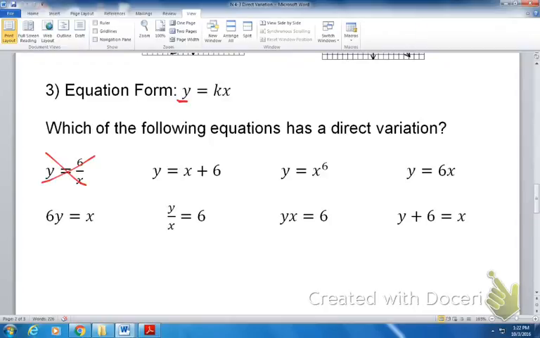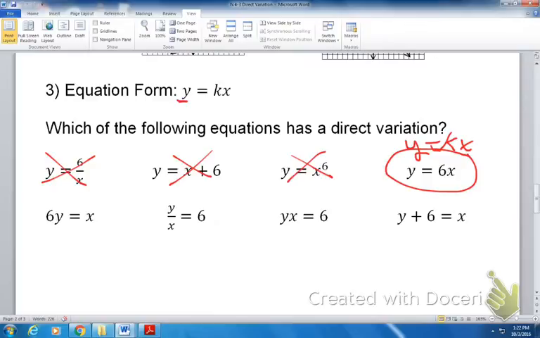Number 2, y equals x plus 6. Well, that's x plus a number. That's not going to work. Then we have y equals x to the 6th. That's still not x and just a number, so that's not going to work. But if we look at y equals 6x, now we have the form y equals kx. Now the bottom ones are not solved for us. We have to solve them for y, okay?